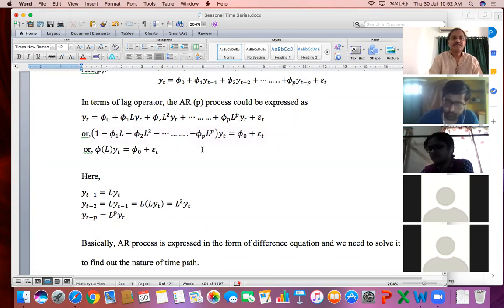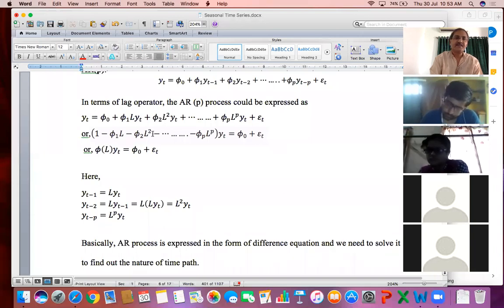So you can take Yt as a common factor and you have an expression like this. 1 appears from this term, and if you take the rest of the y from the right hand side to the left hand side, the sign will be converted from plus into minus. So 1 minus phi 1 L minus phi 2 L square up to minus phi p L to the power p, into Yt, is equal to, on the right hand side, phi naught plus epsilon t.